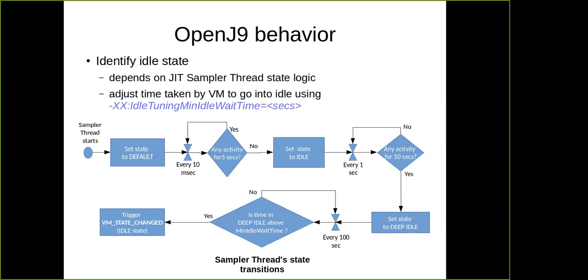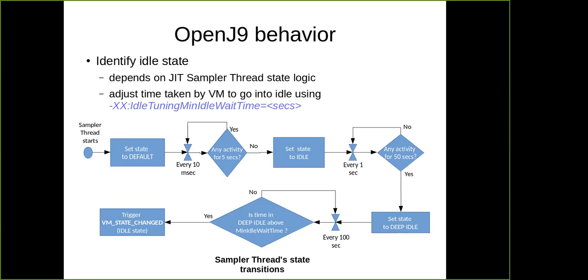The flowchart you're seeing on the slide shows a very simple view of how the sampler thread states change. It starts in the default state, which is nothing but an active state. During this state, it sets its sampling frequency to 10 milliseconds. That means it wakes up every 10 milliseconds, collects some samples, determines whether there are any active threads or not, and then goes back to sleep. In active state, if it detects there are no active threads for 5 seconds, then it changes state to idle.